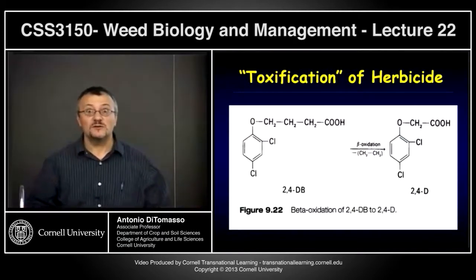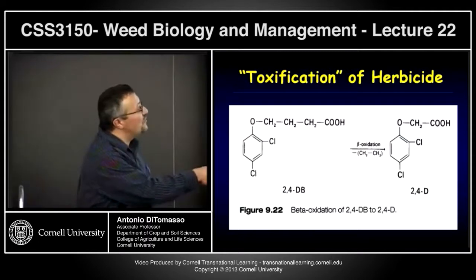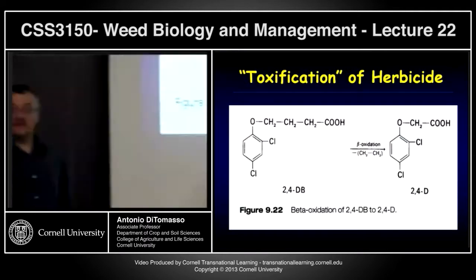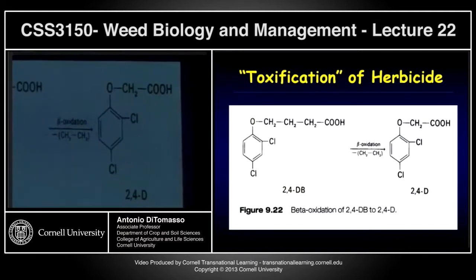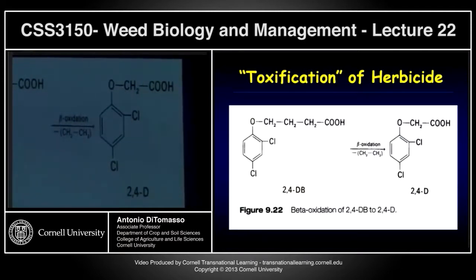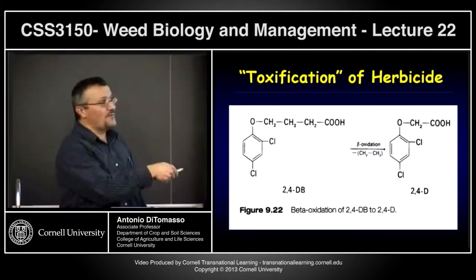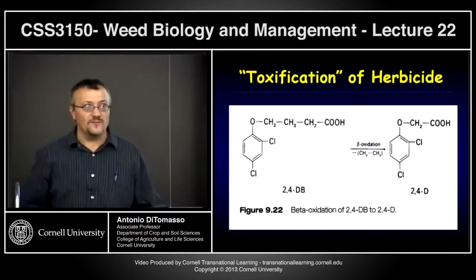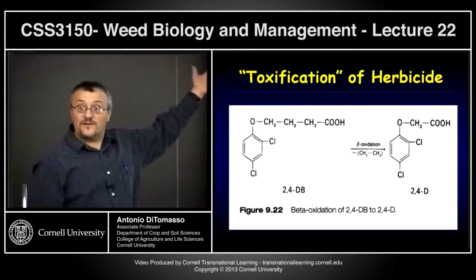The susceptible species, for whatever reasons, a lot of the broadleaves, the mustards, convert it to 2,4-D, which is herbicidal. You would think that selection would, over time, and there's been some of that, select for those plants that say, hey, don't convert, you're going to get hammered. So here's what I call toxification of a herbicide.